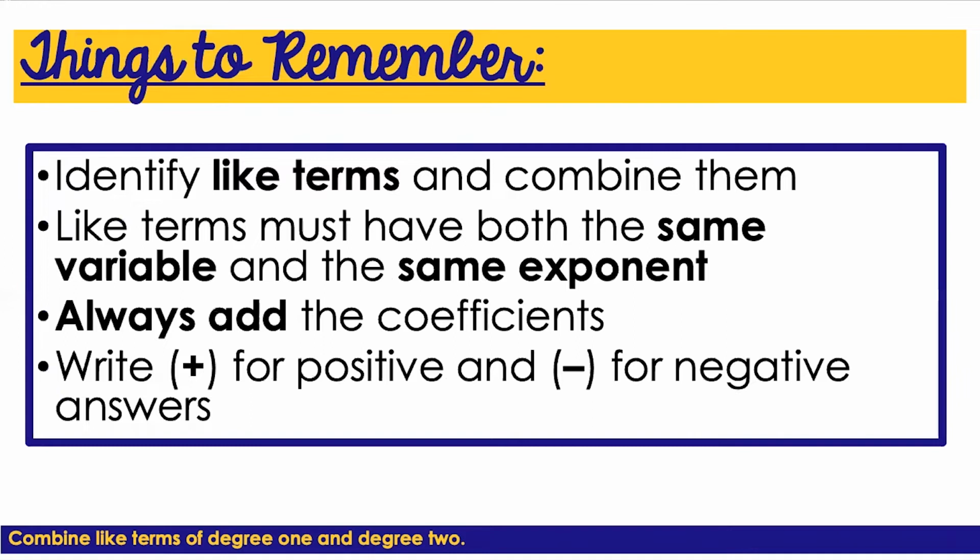Some PowerPoints will also have a things to remember slide, and the things that I've chosen for my students to remember are: first, identify like terms and combine them. Like terms must have the same variable and the same exponent. Always add the coefficients, write plus for positive and minus for negative answers. That third one, always add the coefficients, is a matter of personal preference, but I think that's the best way to teach it. And you'll see why later on in this demo.